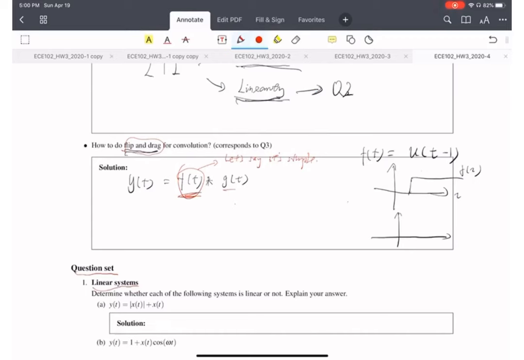Then the first step, flip on f(tau), will be f(minus tau). Perhaps it is 1, and f(minus tau) will be u(minus tau minus 1). We just substitute tau with minus tau when we do the flip, and then we can see that. So this is f(minus tau). This is the first step, and then the second step. The next step.